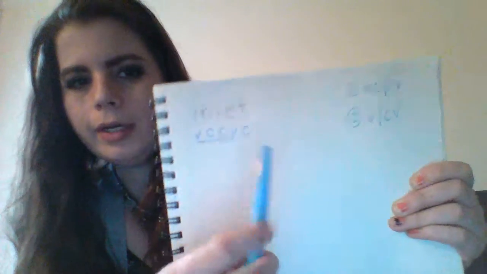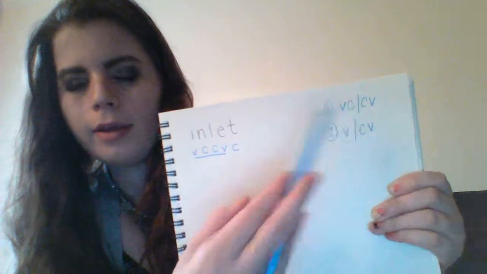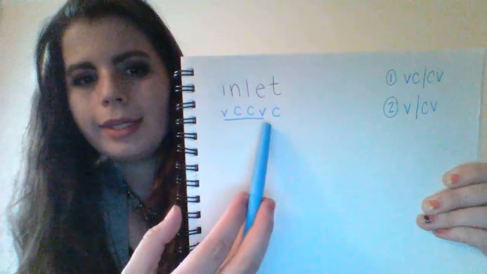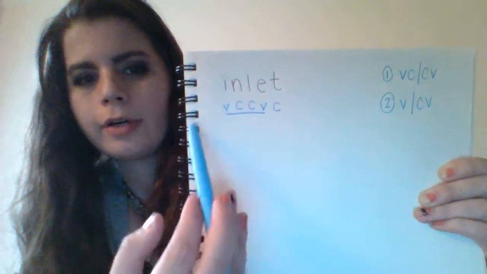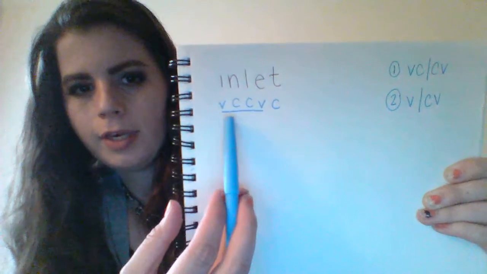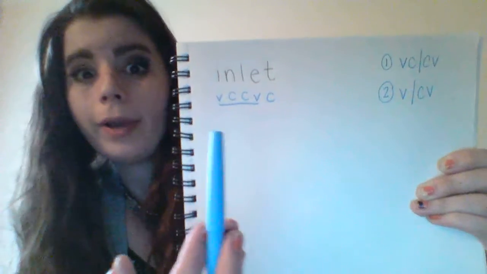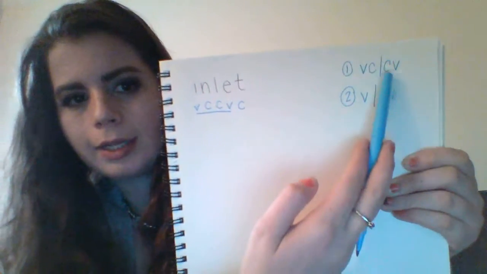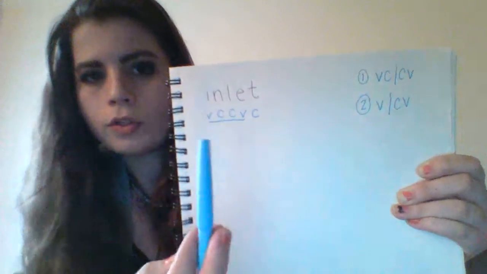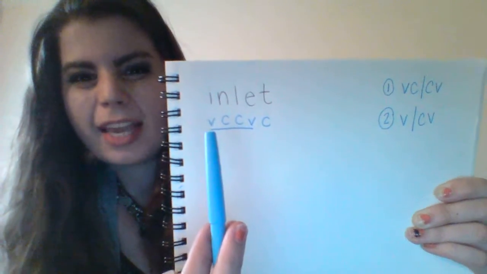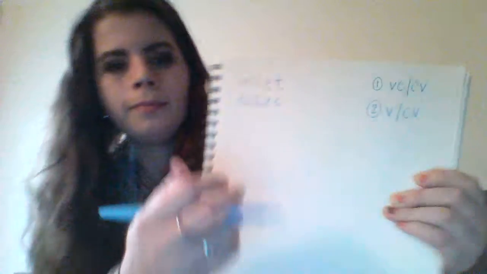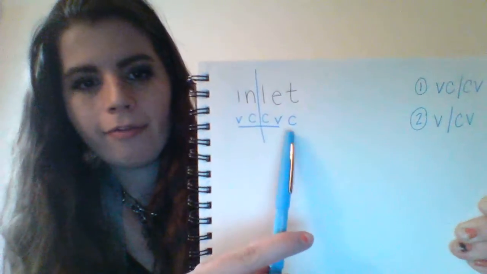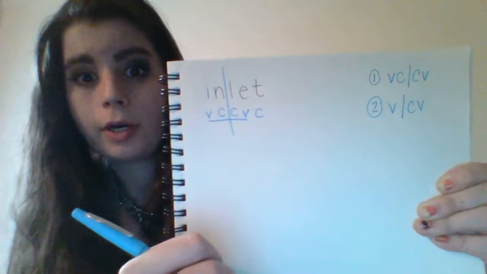So our first one is VCCV. Let's look here. We start with our underlined letters only. I don't care about the ones that aren't underlined. Okay, so I see VCCV. Oh my gosh, that matches number 1. So over here, I see VC line CV. So over here, I'm going to look and do the same thing. VC line CV. And that's where we would divide our syllables because we found our first pattern.